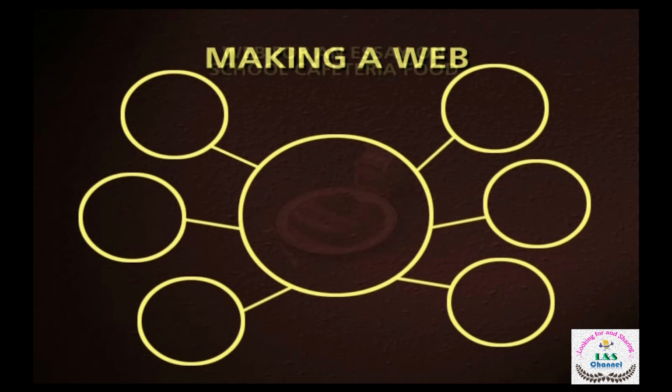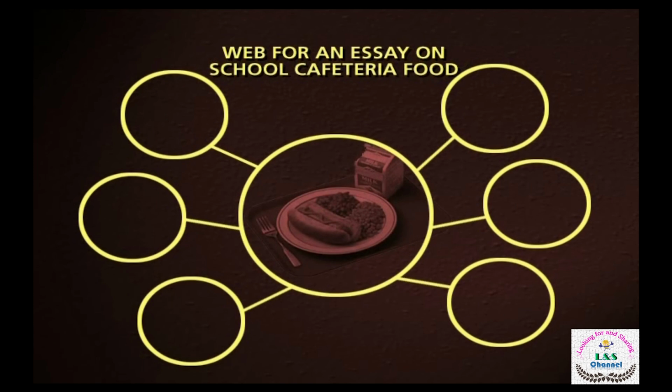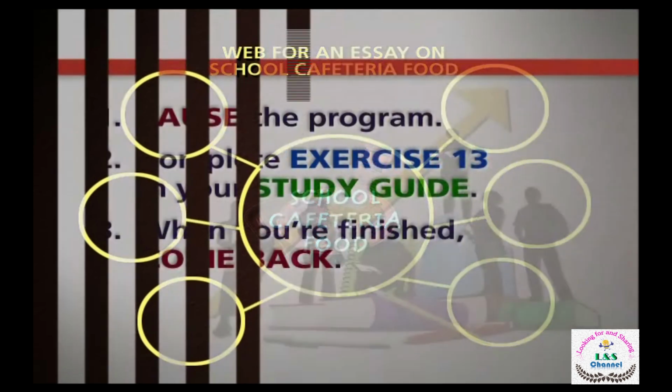Let's try it now. Make a web on school cafeteria food, which was another topic that we had on our brainstorming list. Take that center circle and write school cafeteria food right there. Then, as you web, put subtopics about school cafeteria food in each of those radiating circles.